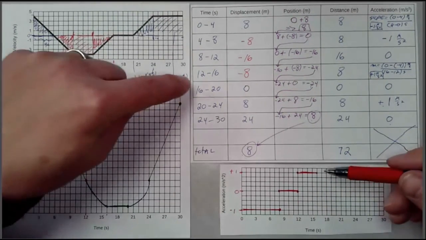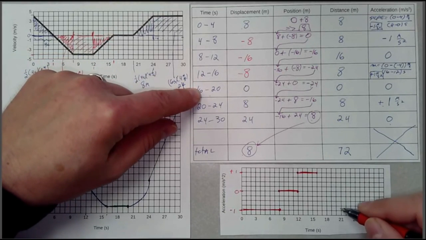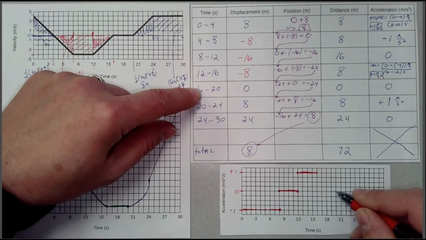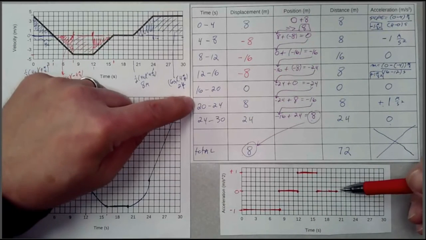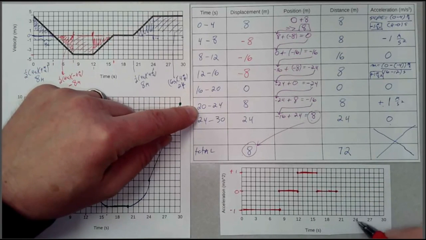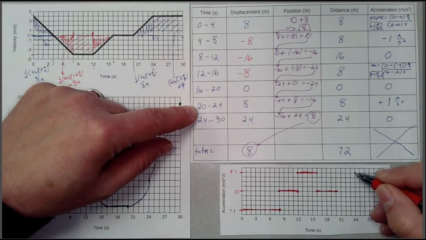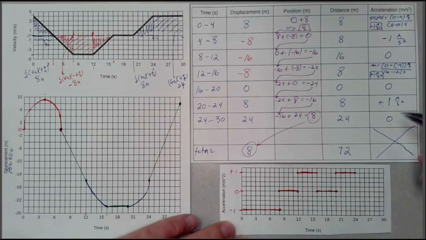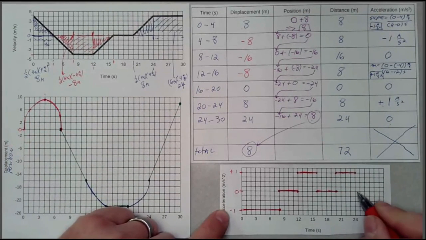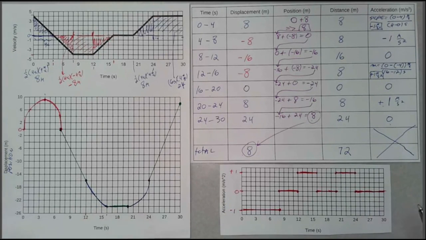Okay, and then from 16 to 20, there is no acceleration. So that's this. No acceleration. And then 20 to 24, it has a positive 1. So 20 to 24, positive 1. That's that. And then the last segment, it's constant velocity, so there's no acceleration for the rest of the trip. There you go. All right. So that's this entire problem from start to finish, showing you how I got all the different parts.